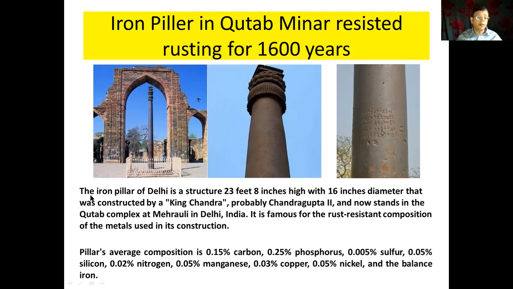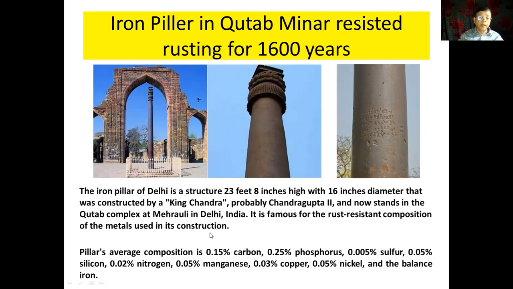Okay. Now let's read here. The iron pillar of Delhi is a structure 23 feet 8 inches high with 16 inches diameter that was constructed by a King Chandra, probably Chandragupta II, and now stands in Qutub complex in Mehrauli in Delhi. It is famous for the rust resistance composition of the metal used in the construction.